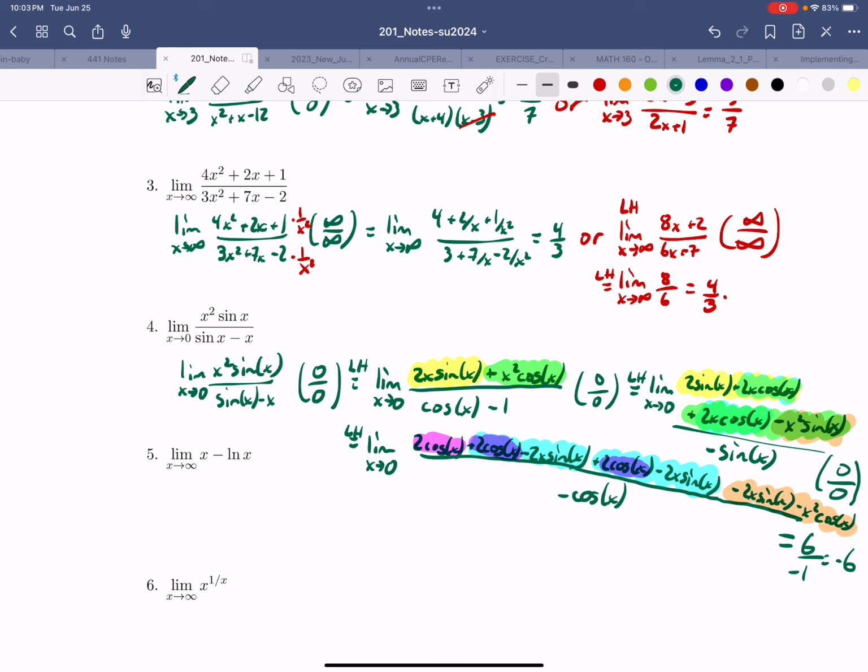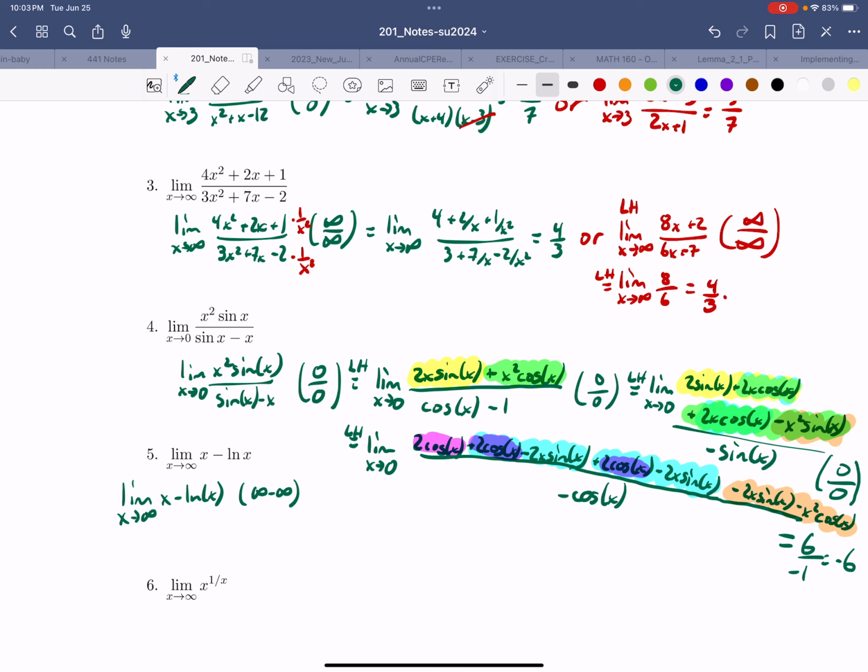If you take a look at this, let's see if I know how to do this one. You have x minus ln of x. This is one of these infinity minus infinity ones. Well, a little stumped looking at this. Any ideas what we might do?